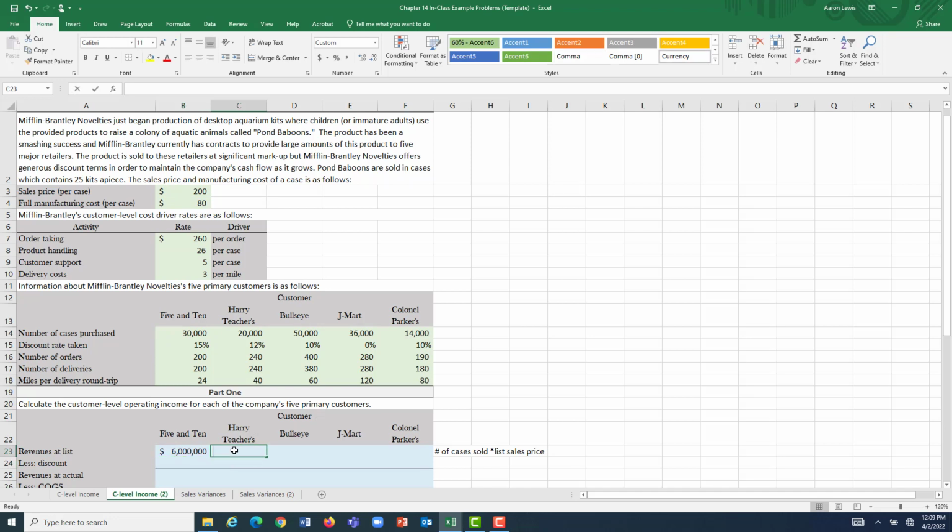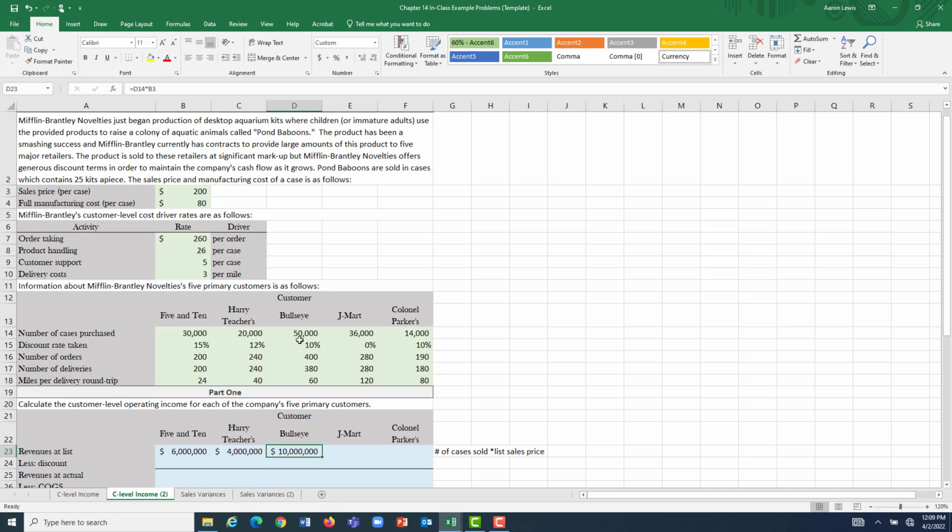For Hairy Teachers, they ordered 20,000 cases of pond baboons. Well, our full list price is $200. So if they didn't take advantage of any of our discount terms, the full list revenues we would have generated from sales to Hairy Teachers would have been $4 million. For Bullseye, our largest customer, they ordered 50,000 cases of pond baboons from us. Well, if they would have paid $200 a piece, it's going to be $10 million in revenues. There we go.